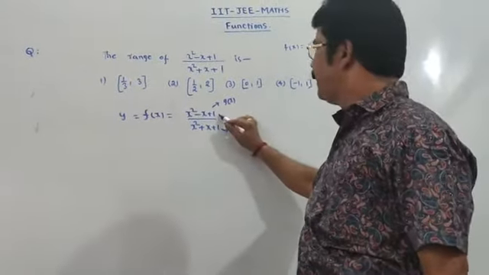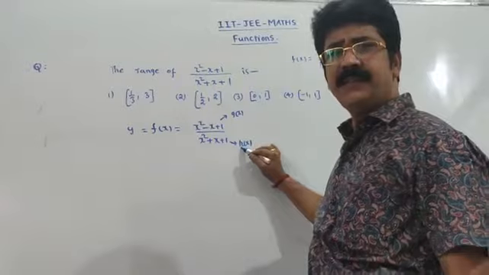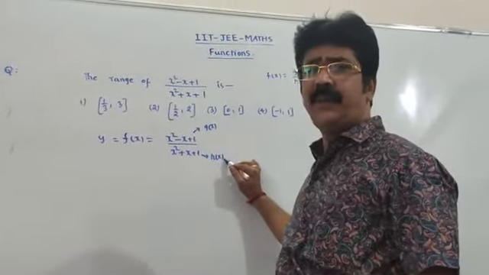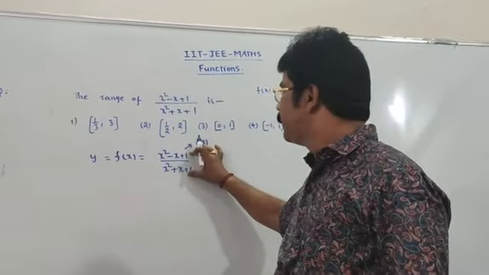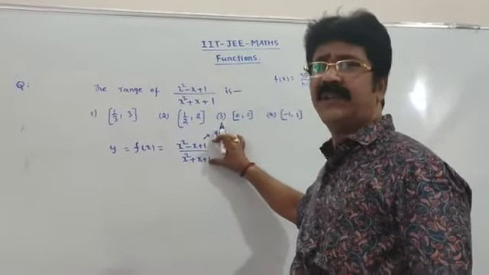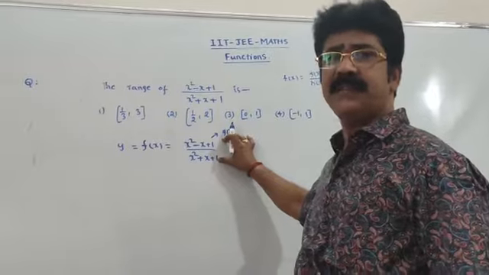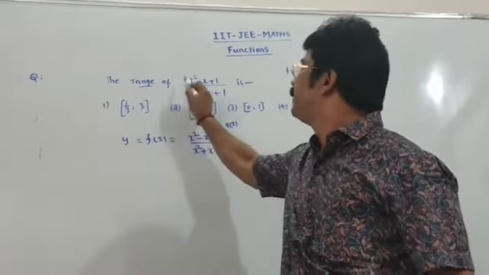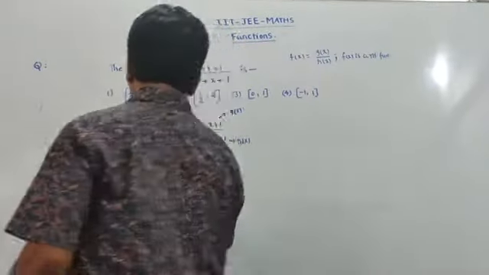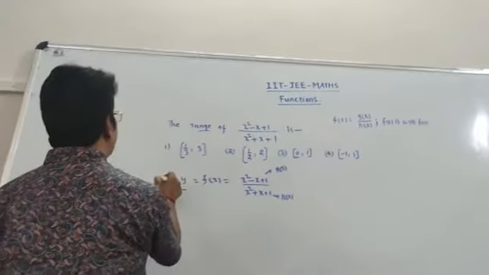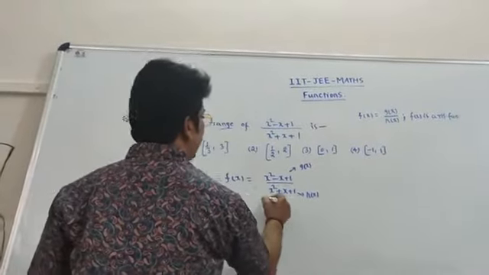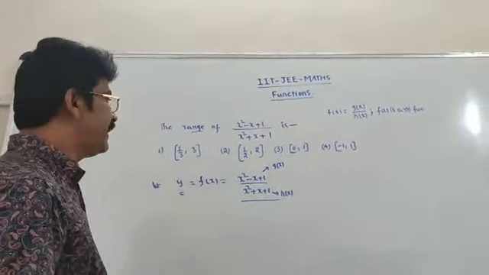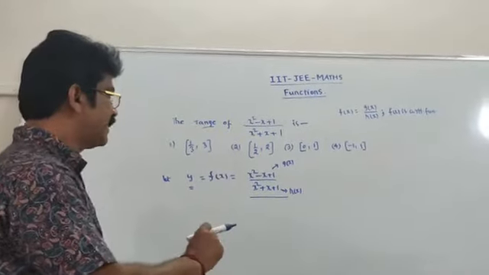Here g of x is a polynomial and h of x is a polynomial. Therefore this kind of function is called a rational function. Now in this class we are learning how to find the range of a rational function. For which, first step, let y is equal to the given function, x square minus x plus 1 divided by x square plus x plus 1.